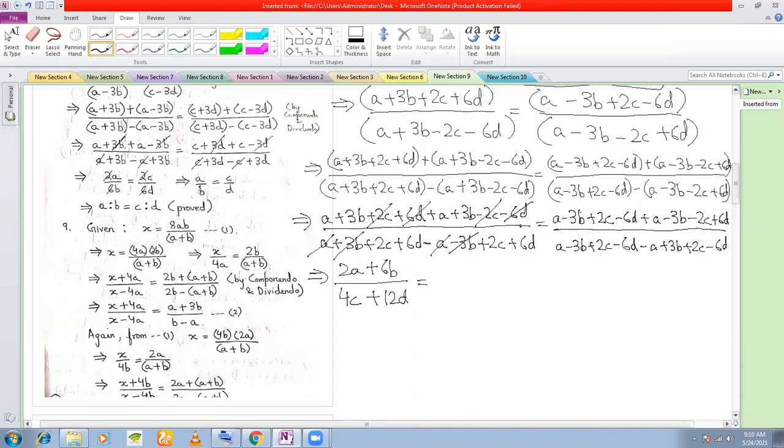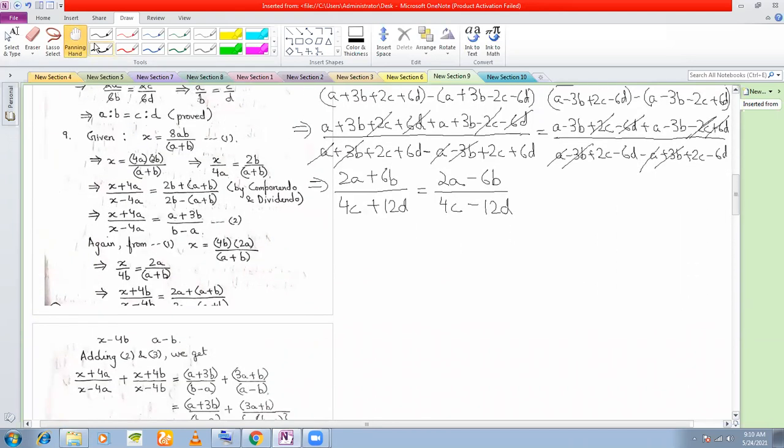Now on the right hand side, you have a plus a giving you 2a. You have minus 3b minus 3b giving you minus 6b. You have plus 2c and minus 2c cancelling. Also, you have a minus 6d and a plus 6d cancelling. So you will get 2a minus 6b only in the numerator. In the denominator, the plus a cancels, the plus 3b minus 3b cancels. And you are left with 2c plus 2c, which is 4c, and minus 6d minus 6d, which is minus 12d.